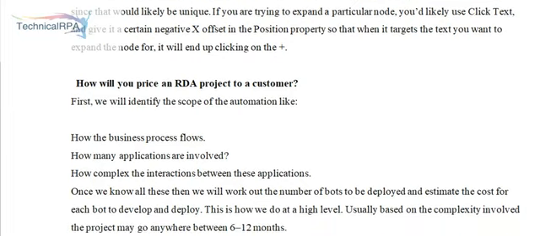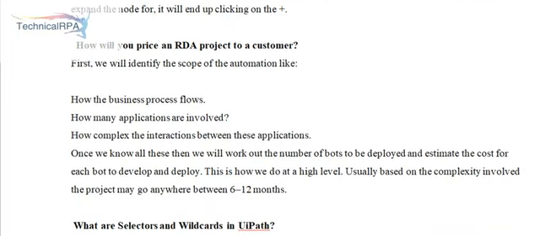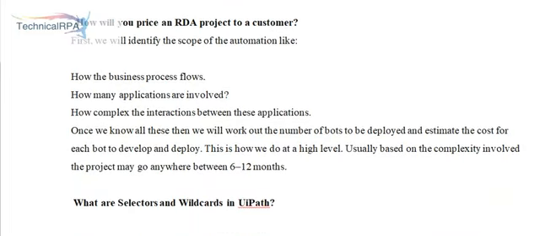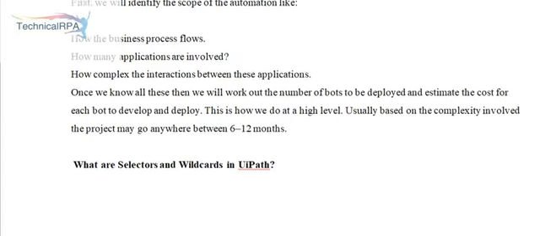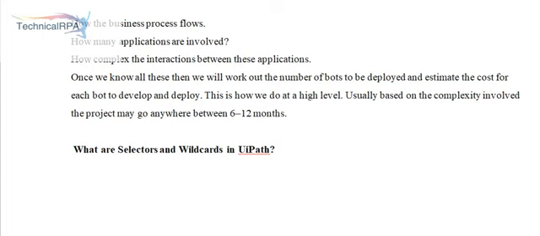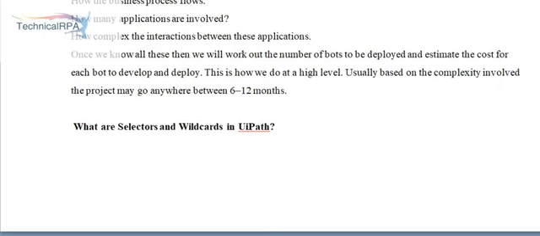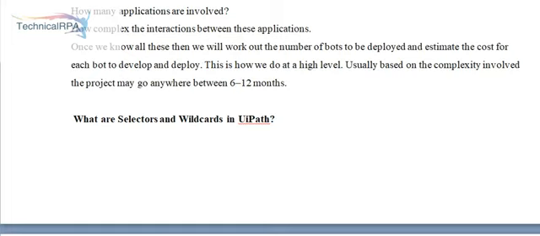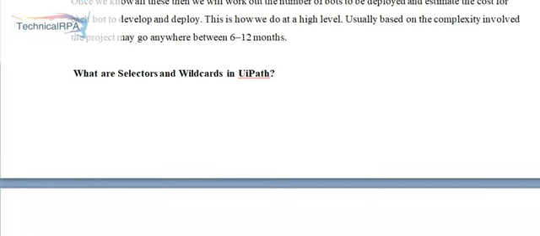How will you price an RDA project to a customer? First, we will identify the scope of the automation, like how the business process flows, how many applications are involved, how complex the interactions between these applications. Once we know all these, then we will work out the number of bots to be deployed and estimate the cost for each bot to develop and deploy. This is how we do it at a high level. Usually based on the complexity involved, the project may go anywhere between 6 to 12 months.